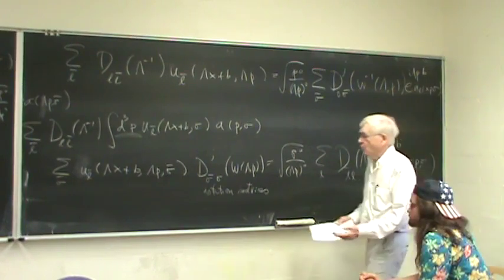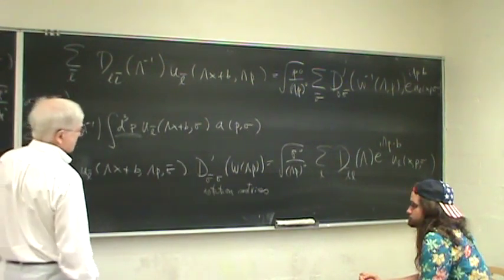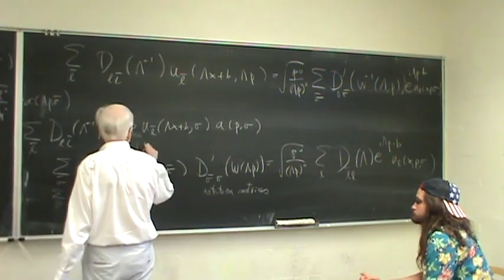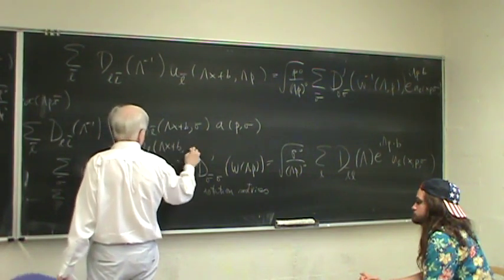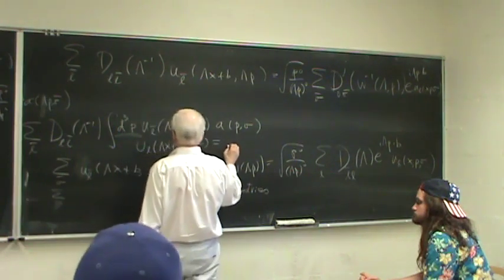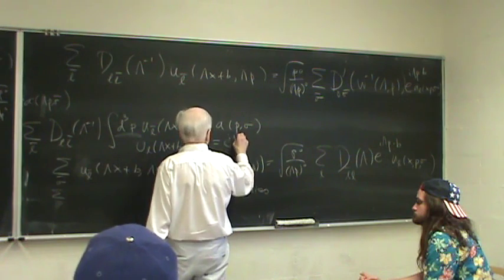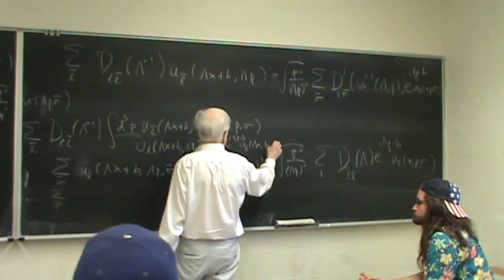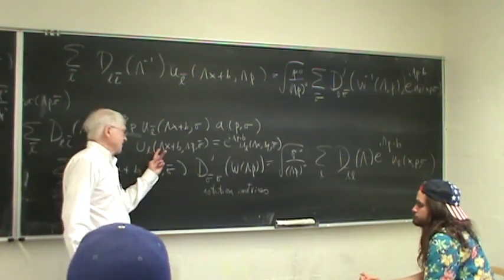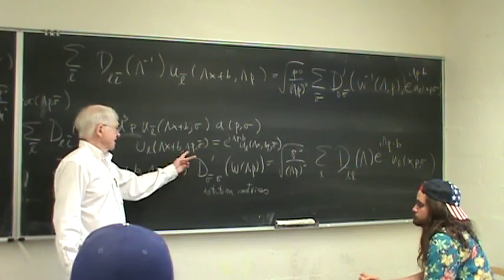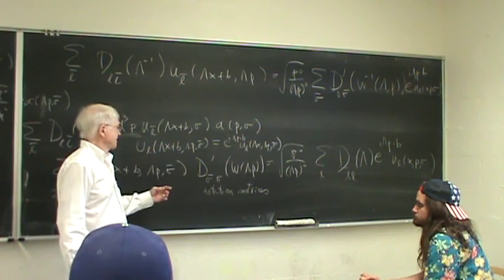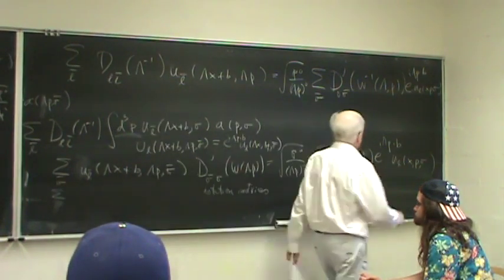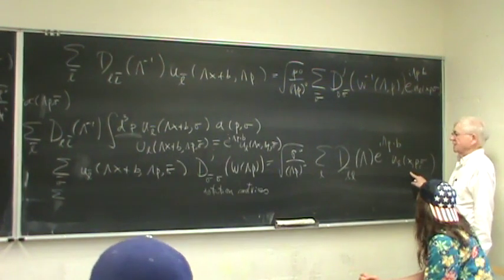Now, it turns out that one way of satisfying this is the way that is done in quantum mechanics. Namely, we say that U_L of lambda x plus b, lambda p, sigma bar is e to the i lambda p dot b times U_L of lambda x, lambda p, and sigma bar. In other words, the way the spinor depends upon x is governed by its momentum. And so under a translation, it's going to behave this way, and that cancels this factor over here. You see, there's no b on this side apart from here.